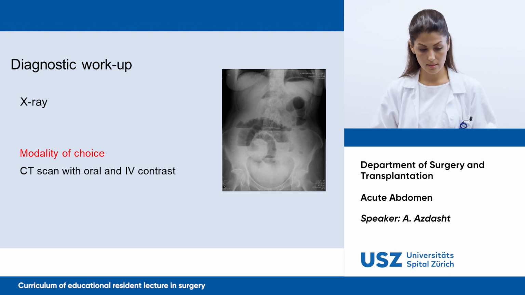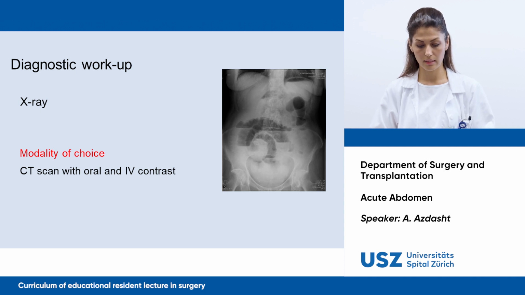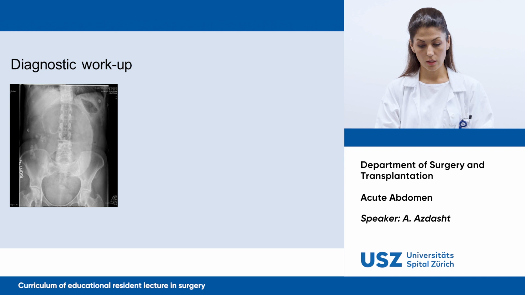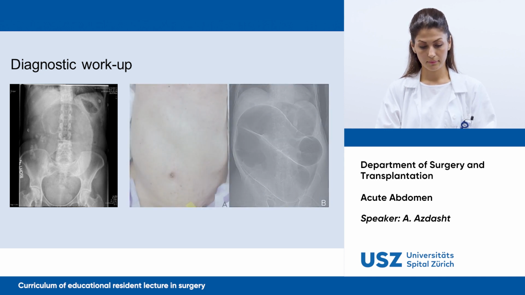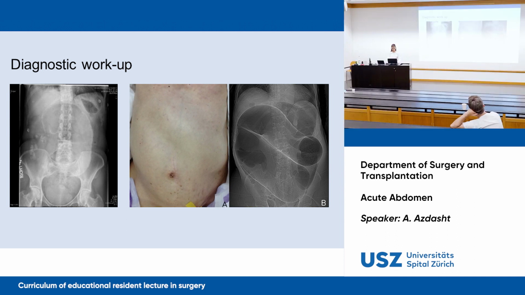So CT scan is, again, the modality of choice, as it is a very good diagnostic tool to detect it at an early stage. Here you can see some examples. I don't know whether you can see it on the big screen, but in the middle picture, you can already see that the bowel is distended.